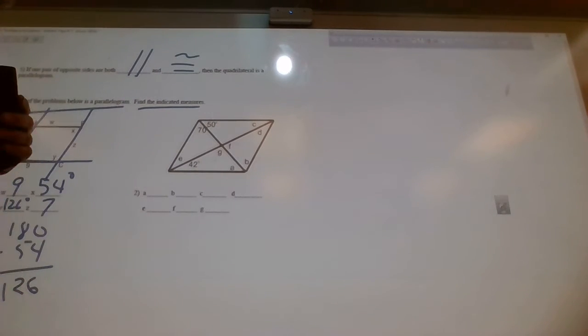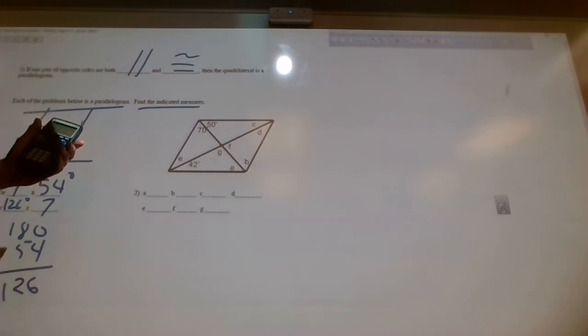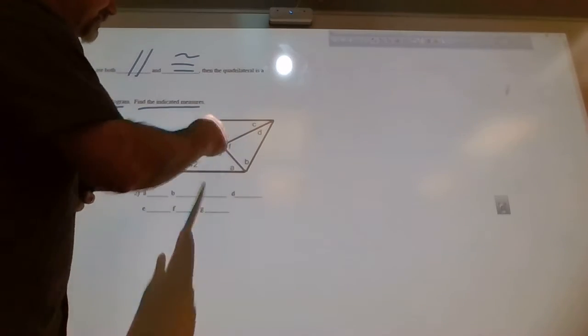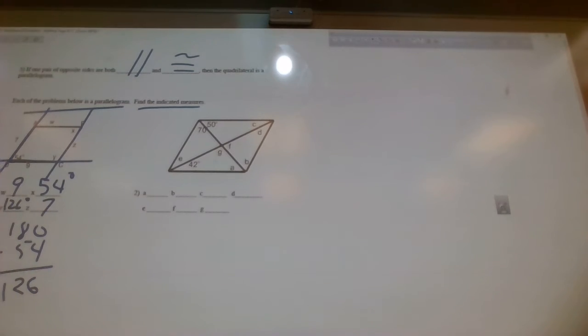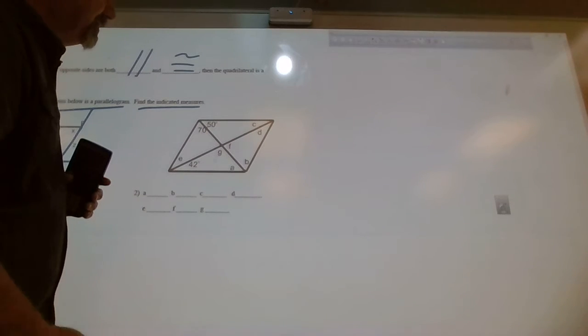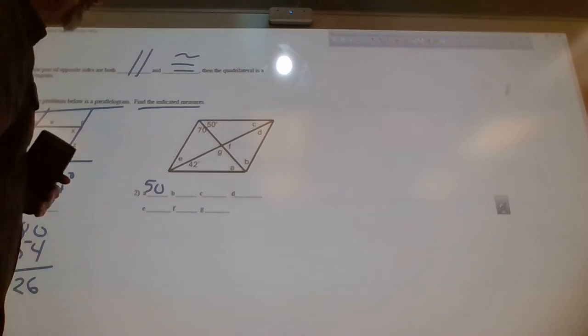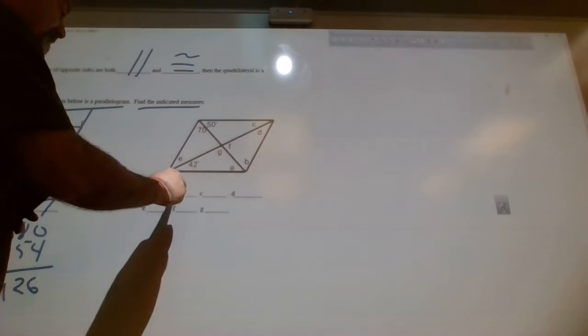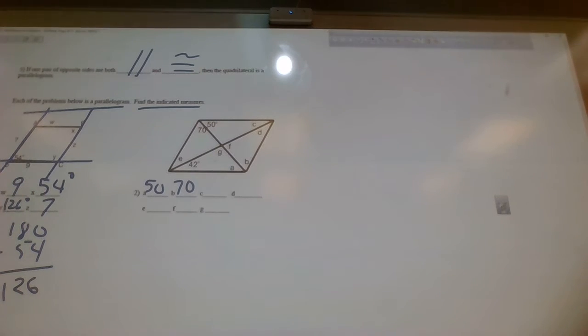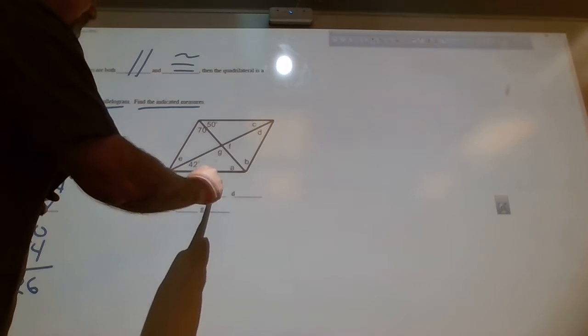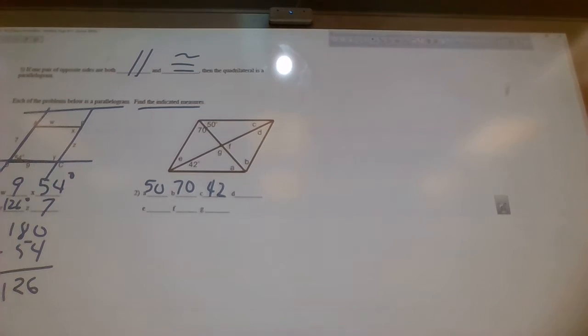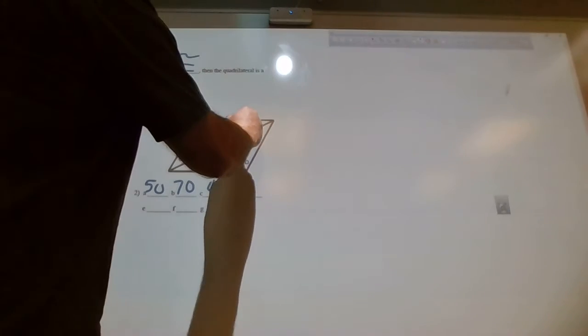We've had a problem like this before. You got to use the fact that it's a parallelogram. So you got alternate interior angles congruent. You've got angles of a triangle add up to 180. You got to find all the different sides, all the different angles. So here we go. A is 50 because it's alternate interior with 50. B is 70, alternate interior with 70. C is 42, alternate interior with 42.